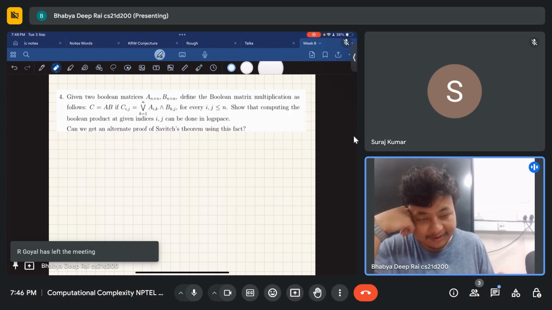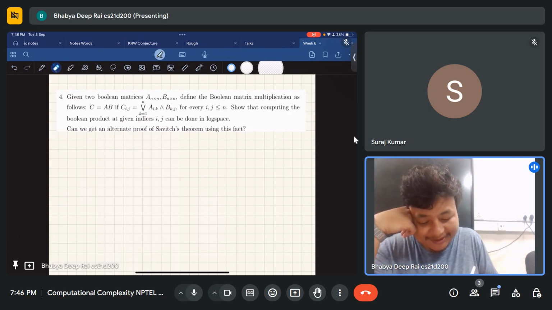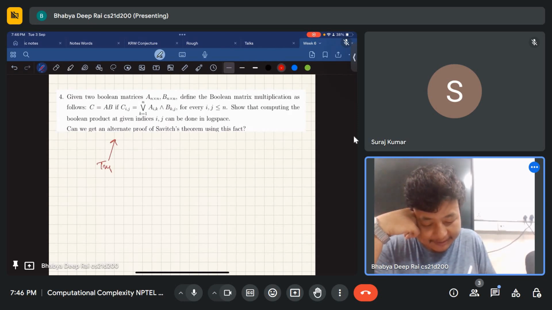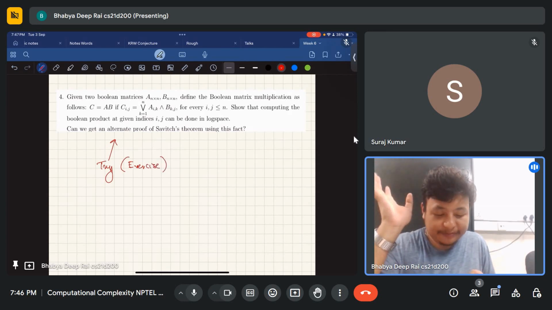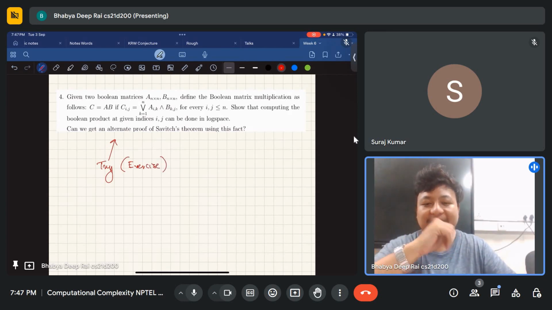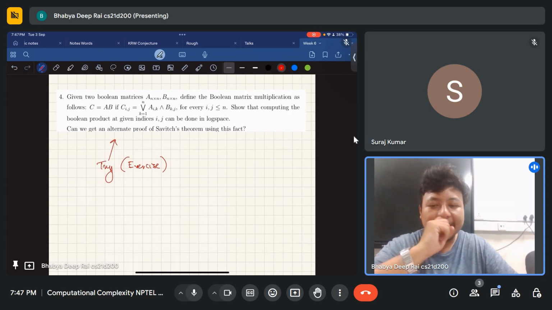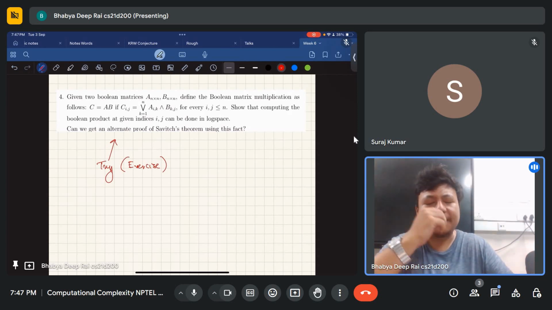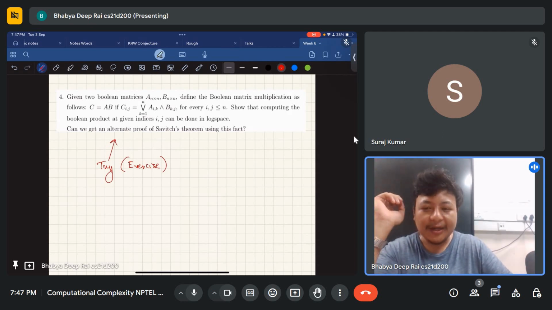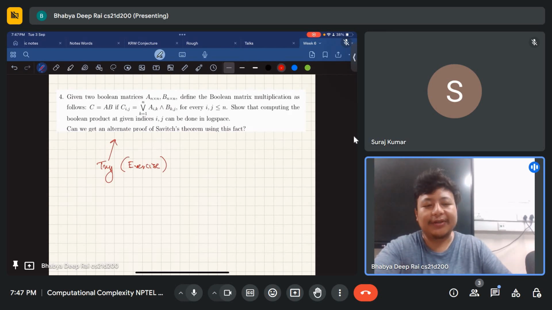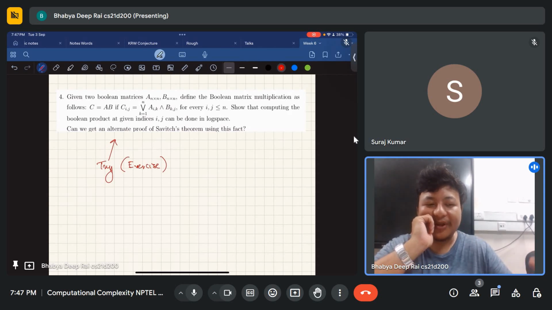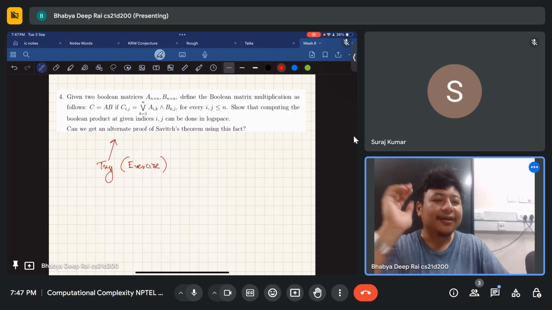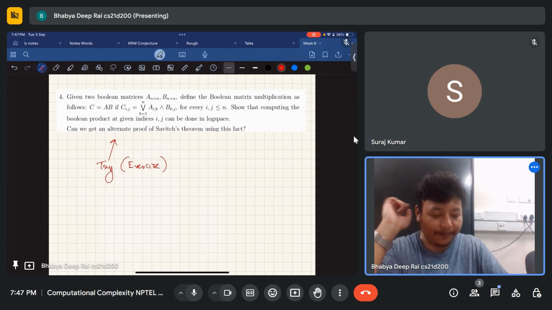Okay, this is another exercise. Here I'm defining a variant of matrix multiplication called Boolean matrix multiplication. Instead of multiplication and addition, we are doing ANDs and ORs. The question is, can you use ORs and ANDs to prove Savage's theorem? Use Boolean matrix multiplication to prove Savage's theorem. This is another thing I want you to try.